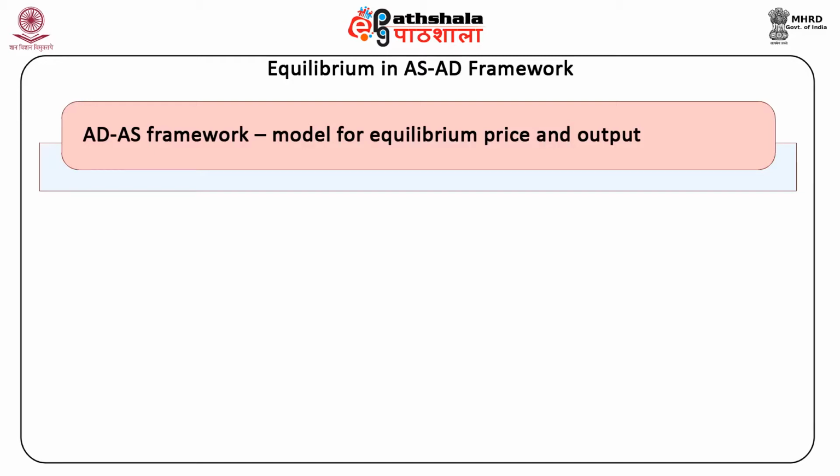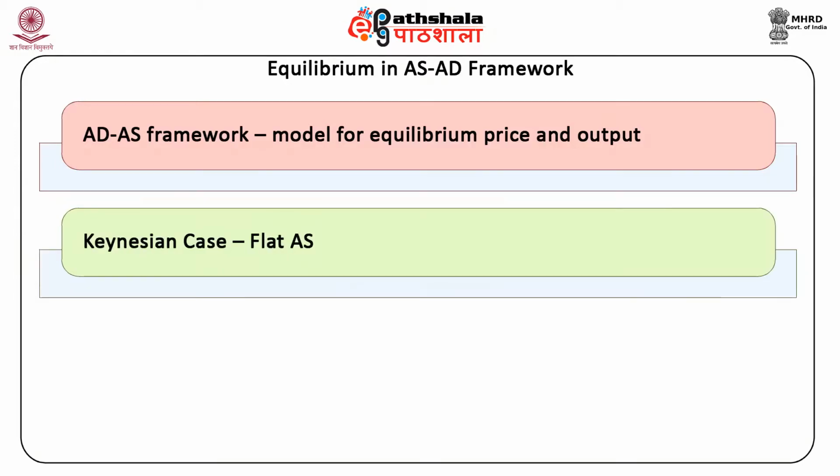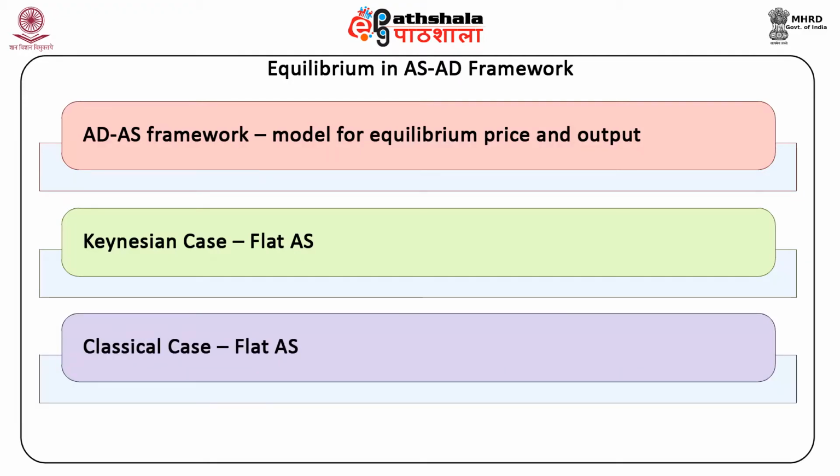Recalling that with totally rigid prices the AS curve is flat in the Keynesian case, and with full price flexibility, the AS curve is vertical in the classical case. For our analysis here, we take the most general case and assume prices are neither completely rigid nor fully flexible, and consider the intermediate range or an upward sloping AS curve.